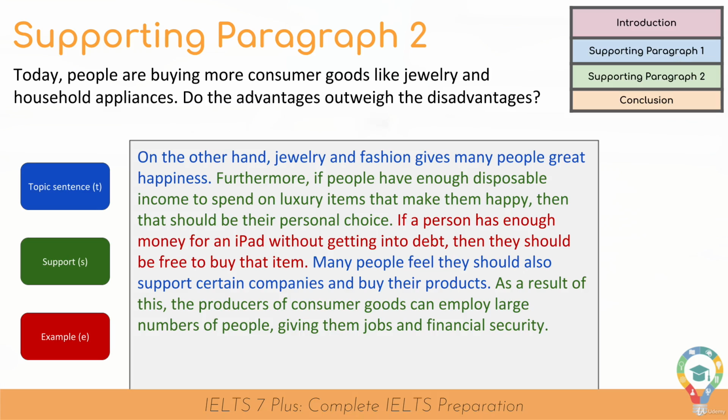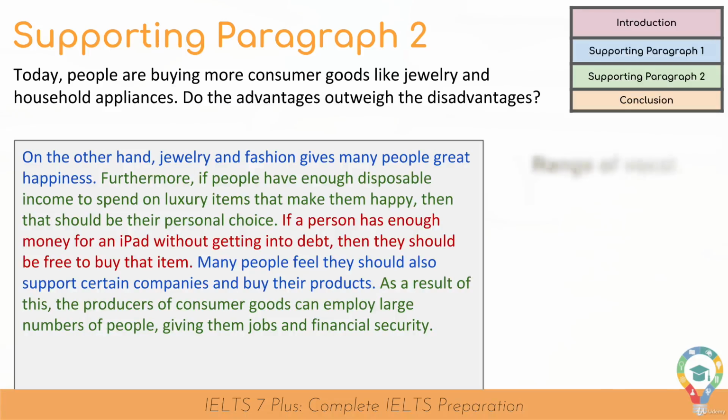Let's take a look at what went well in supporting paragraph 2. Again, the writer shows an excellent range of vocabulary by not repeating language too often. This paragraph is also well organised and sticks to the topic support example structure. And finally, there's also an excellent range of openers used in this essay. So now we have our two supporting paragraphs. Firstly for disadvantages and our second paragraph for advantages. And now it's time to give our conclusion and to give our own opinion.